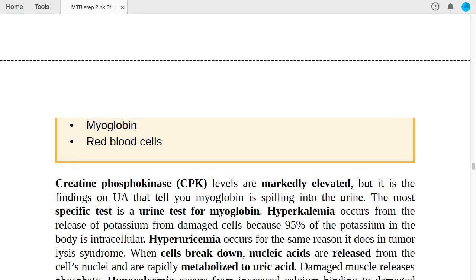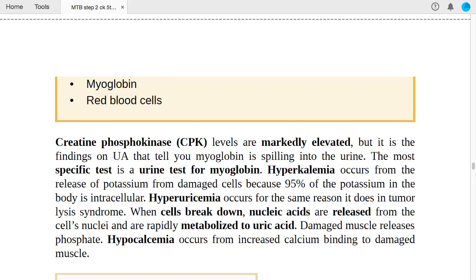Now, damaged muscle releases phosphate. And hypocalcemia occurs from increased calcium binding to damaged muscles. Why are we seeing hypocalcemia in this case? Because the damaged muscle has greater affinity for calcium, and that calcium will bind to the damaged muscle, and that's why the free calcium in the blood is decreased, and we will say the calcium is low in the blood. So that term is known as hypocalcemia.